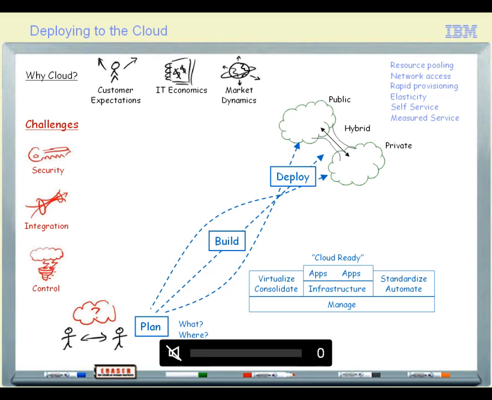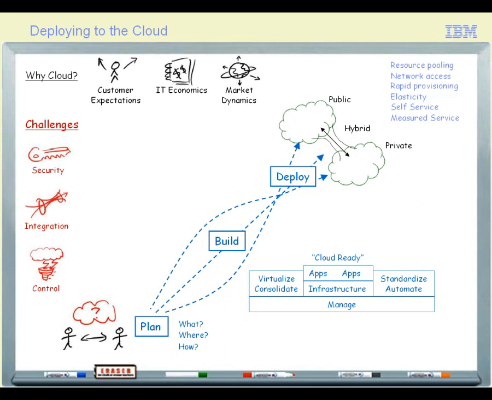Now just to give you a couple of examples, I'm going to take some real life examples of some IBM customers that we've worked with, as we went through this plan, build, and deploy model, to give you an idea of where it comes into play. One of the examples is a company out of Phoenix that is involved in the management of waste, in other words, garbage collection.